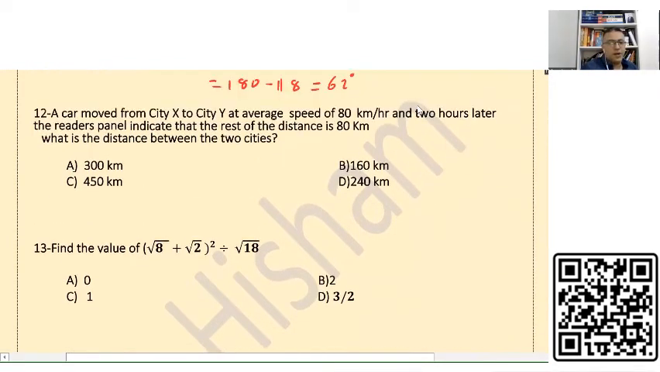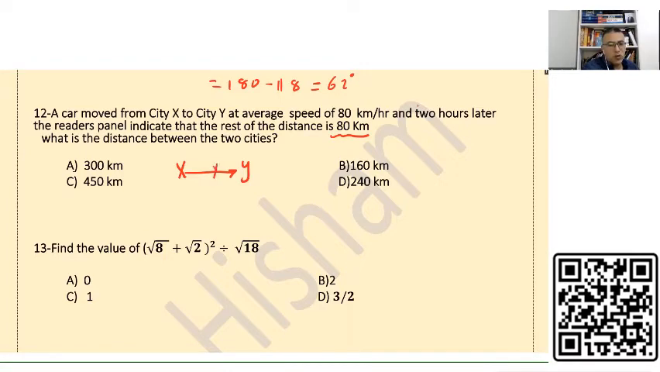Regarding question number 12, a car moved from city X to city Y with average speed 80 km per hour. And 2 hours later, the reader's panel indicates that the rest of the distance is 80 kilometers. So here is the distance from X to Y. He's moving with 80 kilometers per hour.